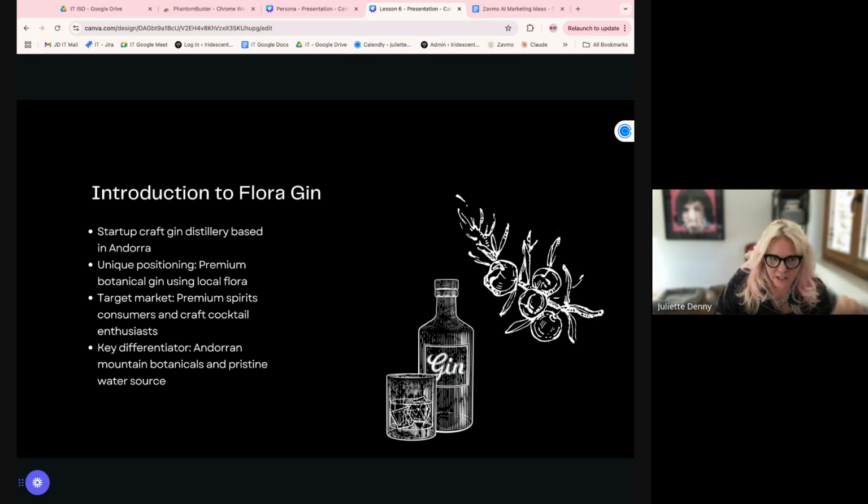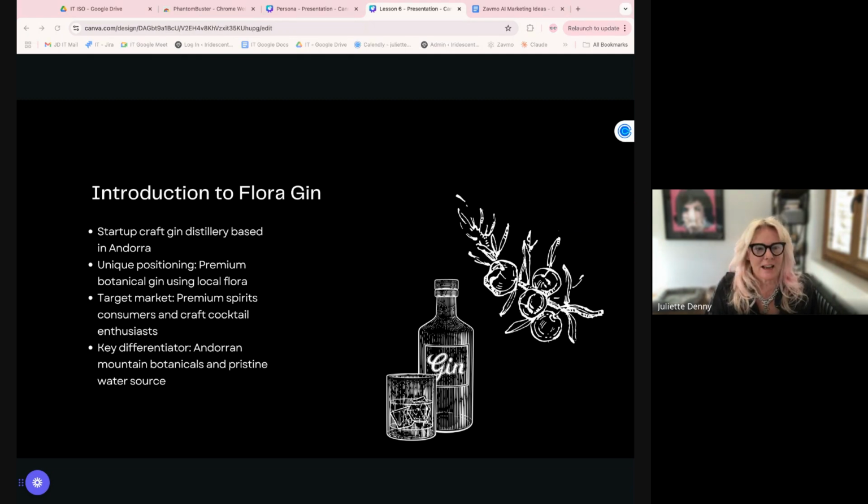Flora Gin are a startup craft gin company based in Andorra. They have a unique positioning because they are using local flora and fauna from Andorra to create this botanical gin, because Andorra is a stunningly beautiful place with beautiful flora and fauna, and we don't have a gin company here that I know of. And so the target market is, this is a premium product. It's not a cheap gin product. It is a premium product, and it's a craft. It's basically created for people that are guests.